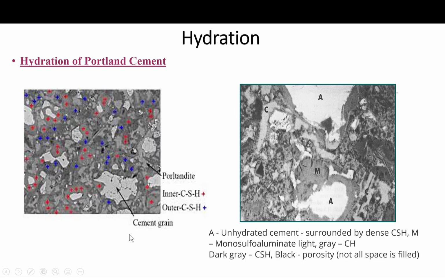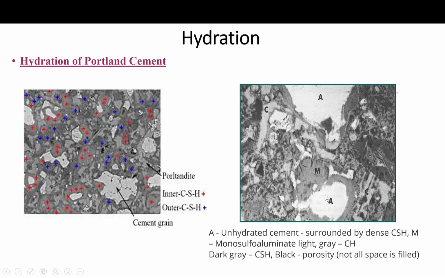And again, more photos. If you look at this, it shows the unhydrated cement grain, the Portlandite, which is the calcium hydroxide. Here it shows really the distinction between the inner calcium silicate hydrate and the outer calcium silicate hydrate. Mark this by red pluses. This is the inner. Okay, and the outer, how you can see this is less dense than the inner calcium silicate hydrate.